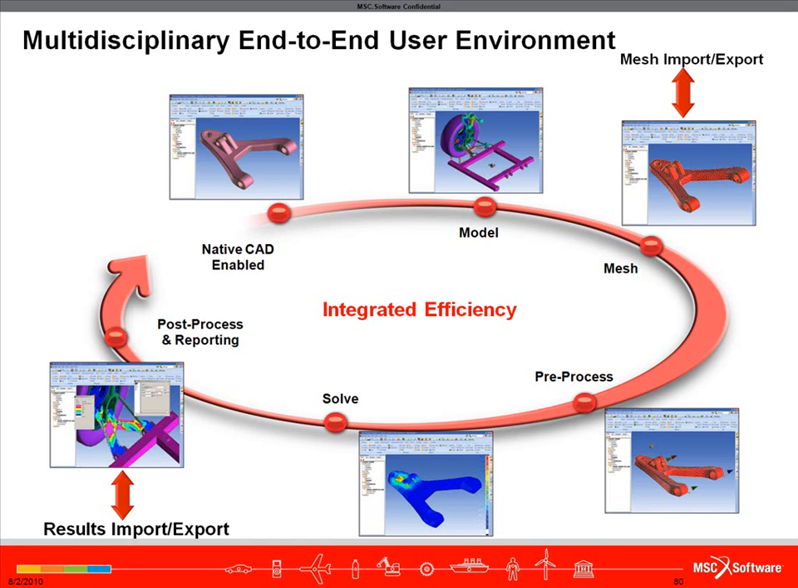So for example, in this quarter suspension model, you can think of making the lower control arm flexible by exporting the lower control arm to the structures workspace and then bringing it back into your motion workspace for post-processing and reporting.